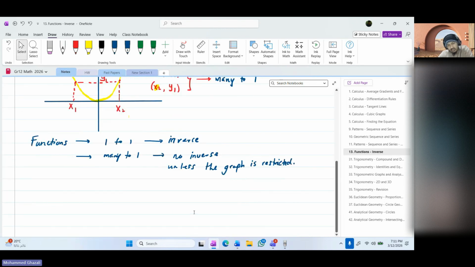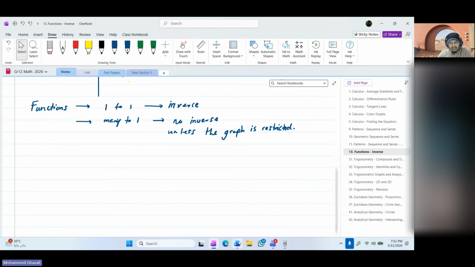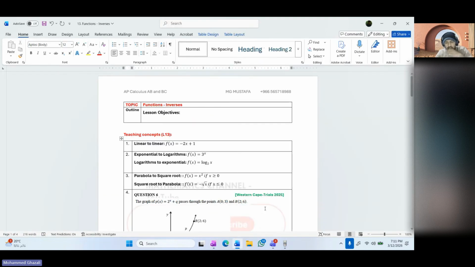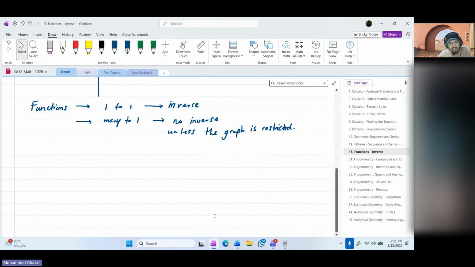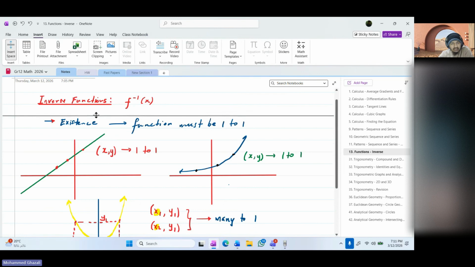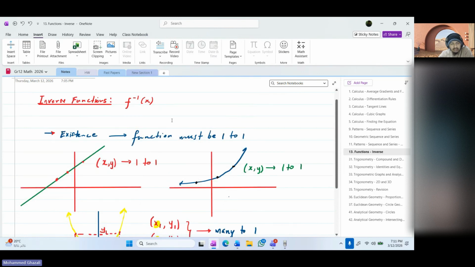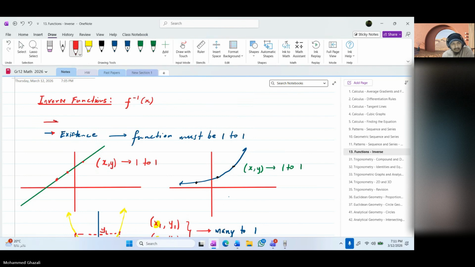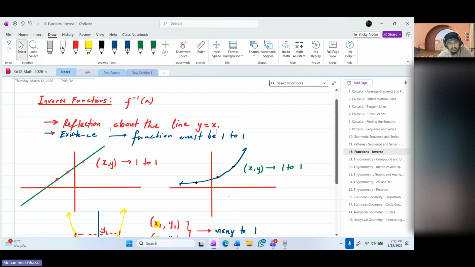Now, let's go straight into inverses and start solving some examples so you can understand it better. Remember, the property of an inverse function is a reflection about the line y equals x. I forgot to tell you that. That's what an inverse function is.